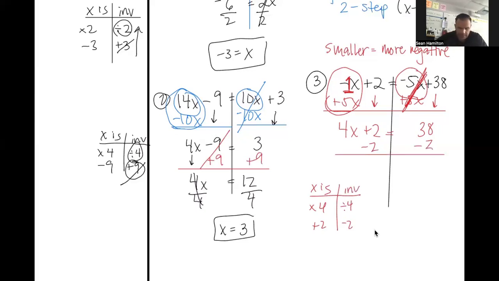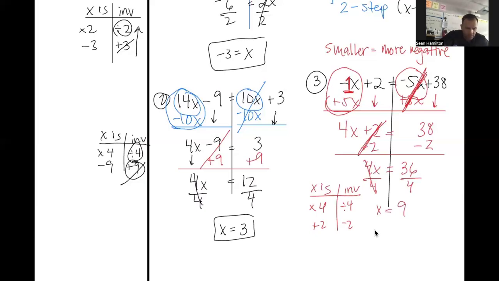So 4x equals 36. And then last step is to divide by 4. So divide by 4, divide by 4, x equals 9. X equals 9. Good. Those are our answers there.